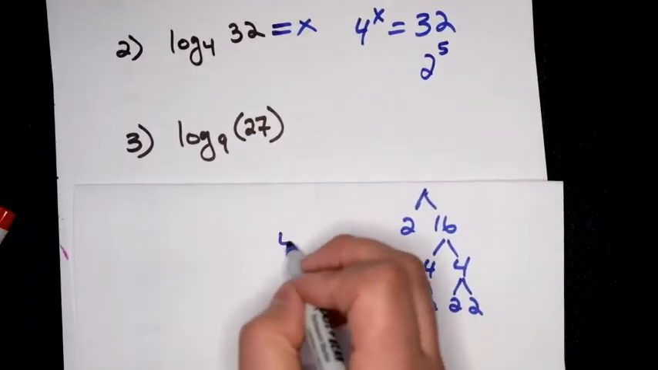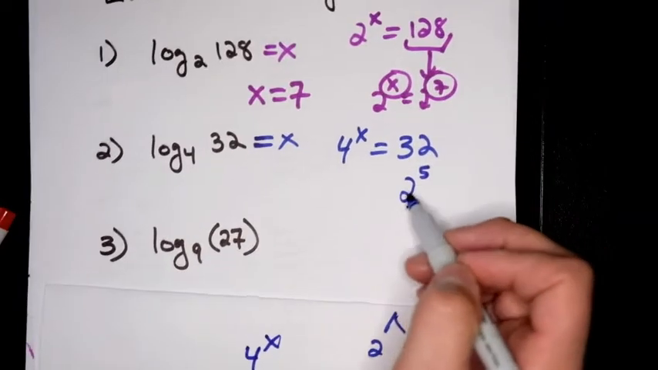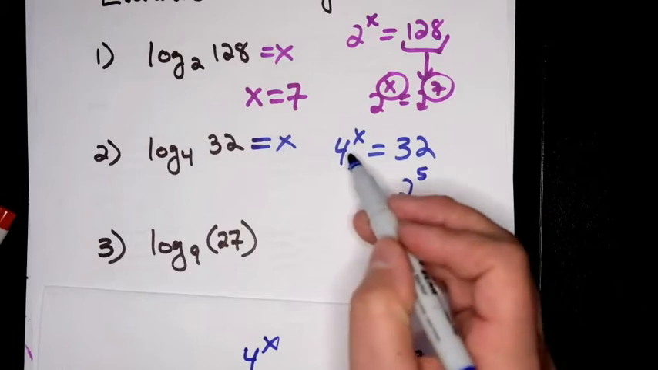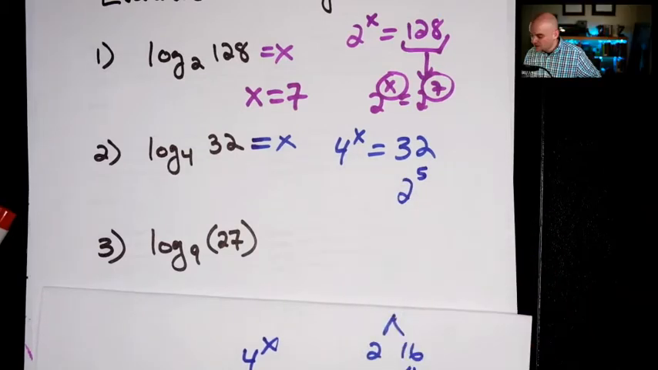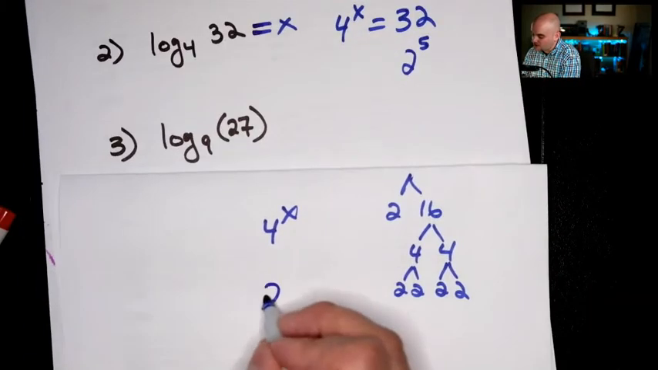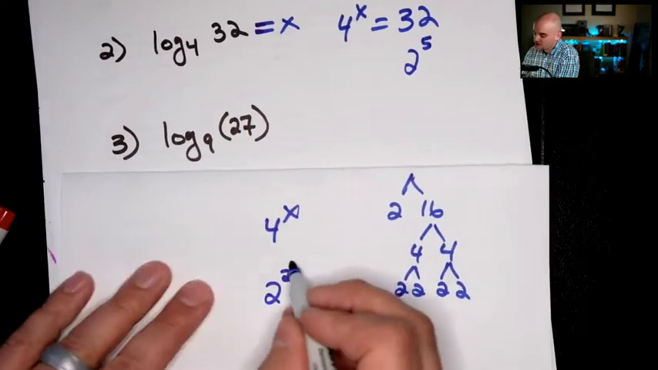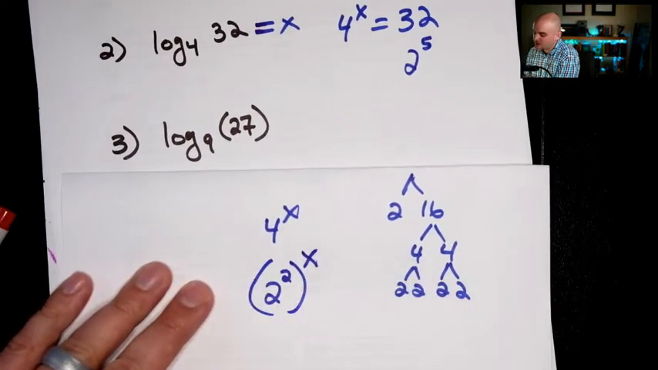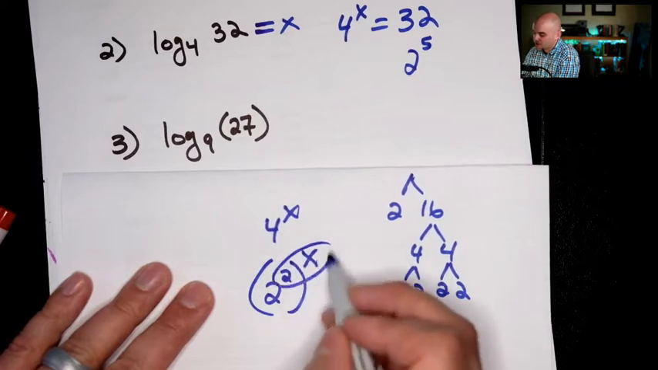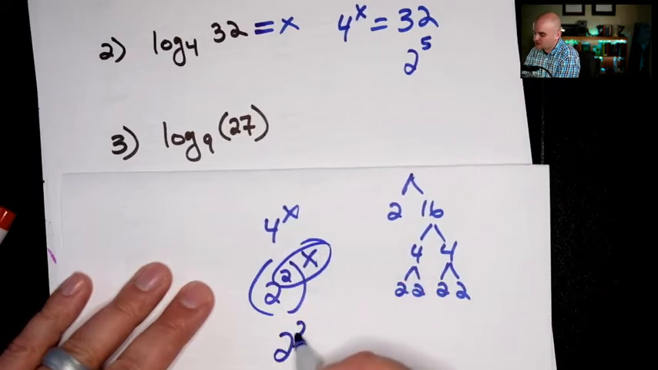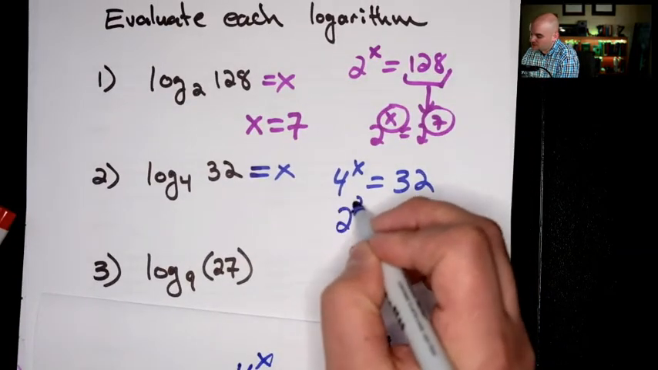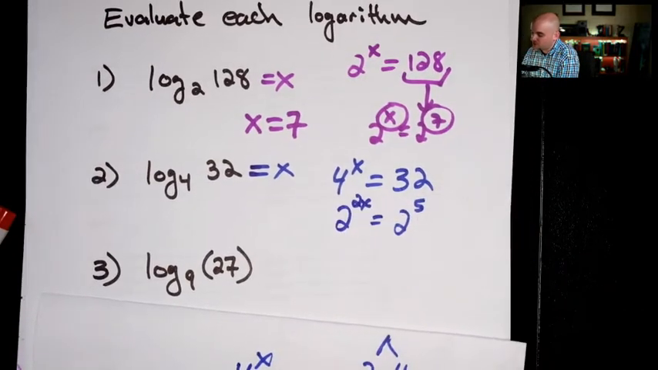Now 4 to the x is not the same base as 2 to the 5th. That's base 4, that's base 2. I'm going to rewrite this 4 as 2 squared. And it's 2 squared raised to the x power. When I multiply these two right here, I get 2 to the 2x. And so 2 to the 2x is equal to 2 to the 5th.